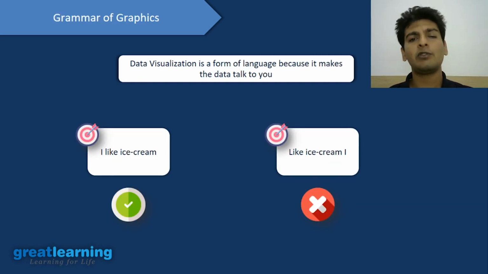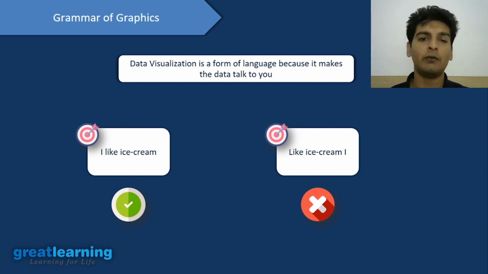Also, visualization can be considered as a form of language. I say that because with the help of data visualization, you can make the data talk to you. Also, it needs to be kept in mind that every language has a certain set of grammatical rules associated with it. And that is why, since data visualization is also a form of language, even it needs to have some sort of grammatical rules associated with it.